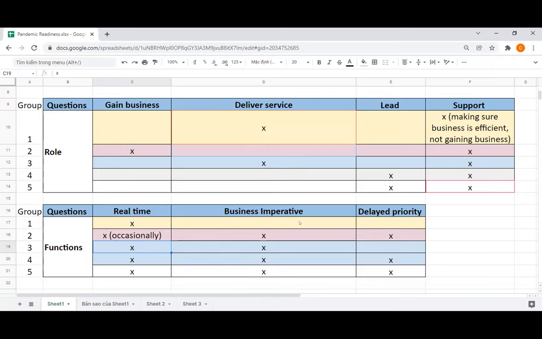And business imperative, is it? It's clearly an important function. Mm-hmm. Okay, maybe we leave it like that then. But designing a marketing campaign would be a delayed priority, wouldn't it? Okay.